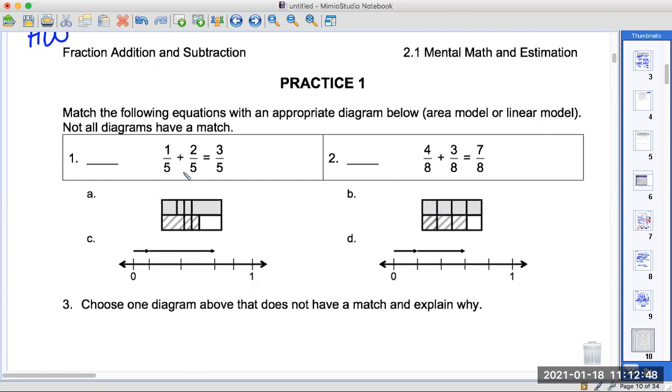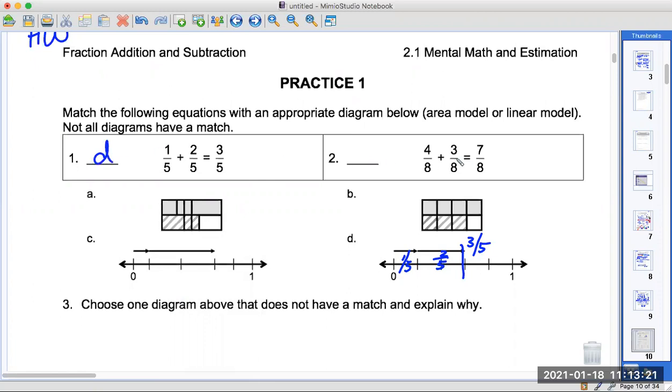And the only one that matches number 1 in my book is this one. And why is that? Because we have 5 equal parts. Do you notice that? The 1/5 is this one. And then plus 2/5. And then you end up at 3/5. So that would be D.